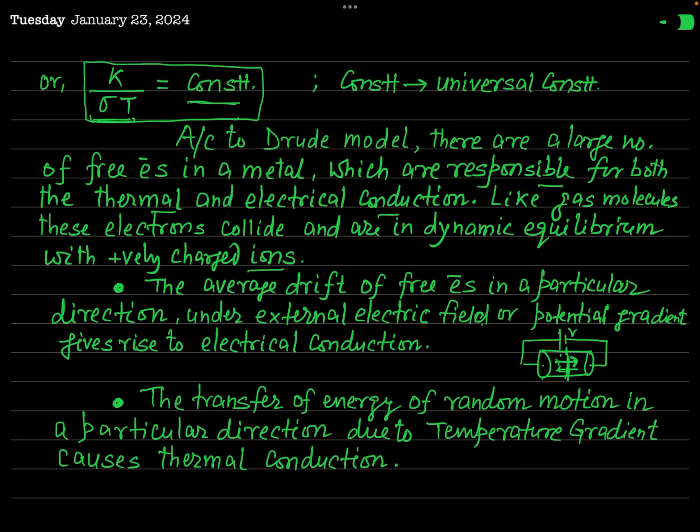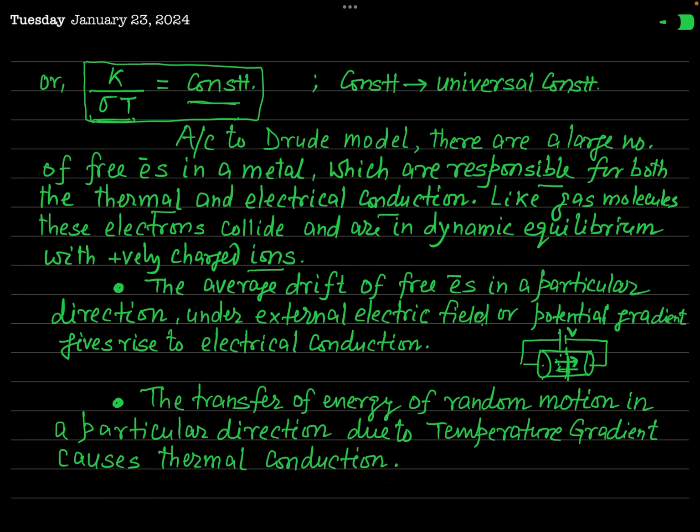In the electrostatic condition, when you do not apply any voltage across the specimen, that state is called the electrostatic state. In that condition, there is no electric field inside a conductor. But when we apply voltage, an electric field is produced, and due to that electric field, our free electrons experience an electric force.